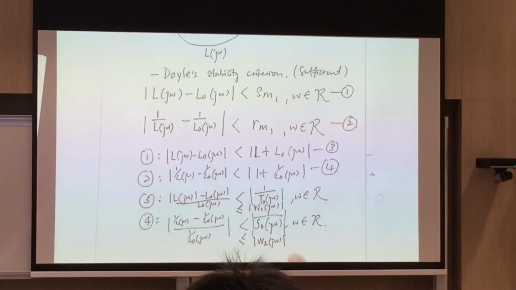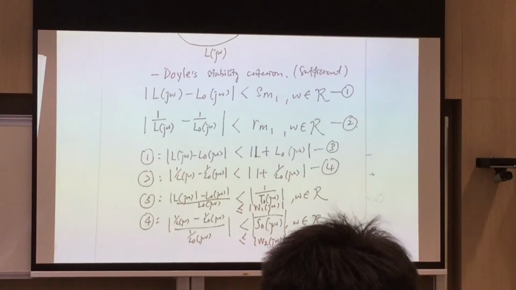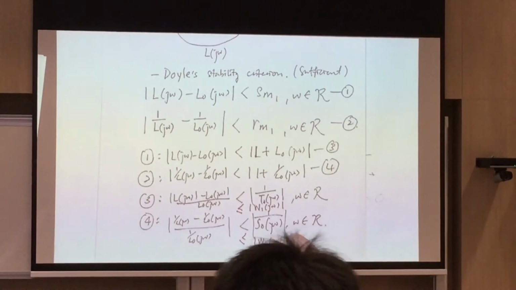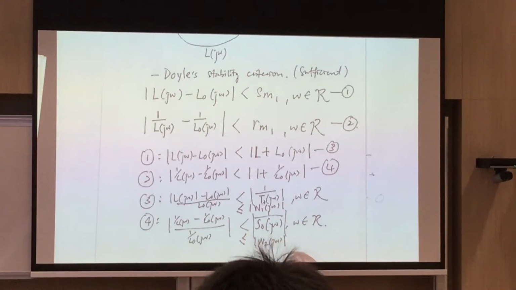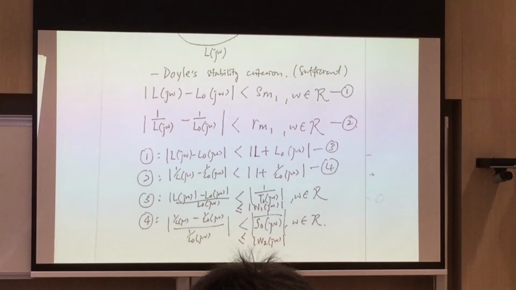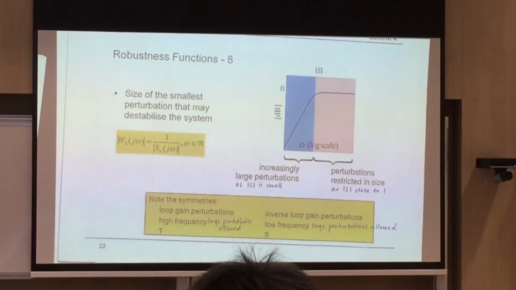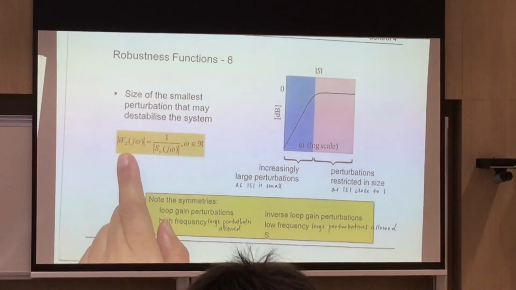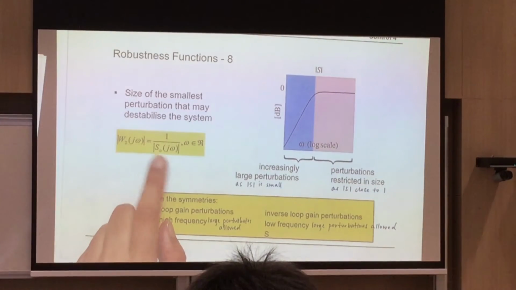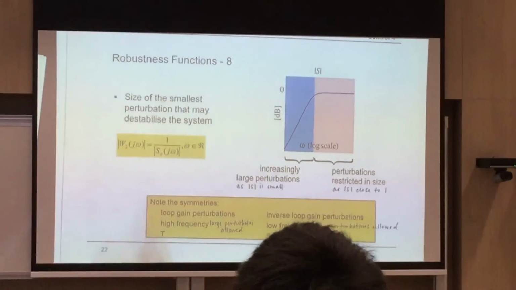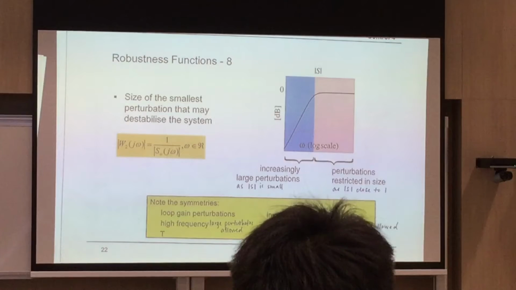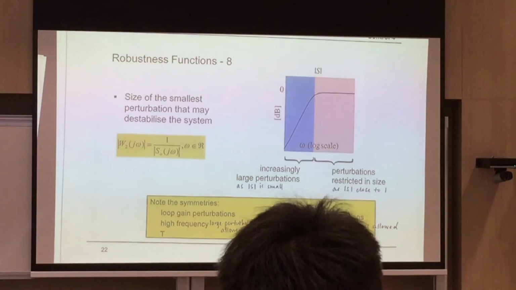Okay, so if 1 over S was bounded by W2, meaning every single point for 1 over S(jω) has to be inside this region, this circle called W2. Alright? Can you imagine that if this region W2 is exactly equal to 1 over S now? The smallest possible perturbation that you may have will just destabilize the system.